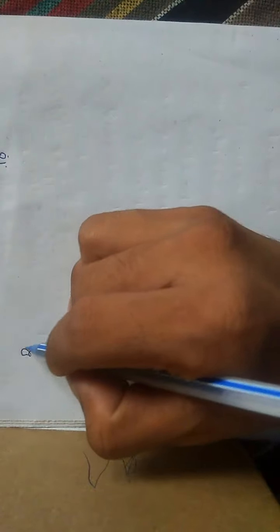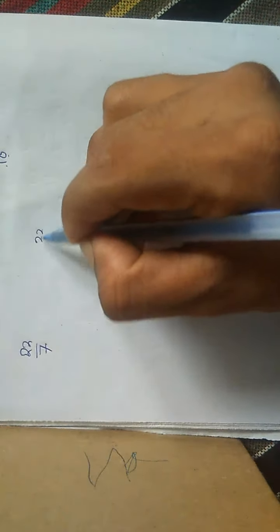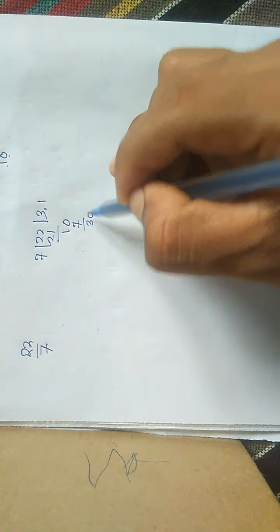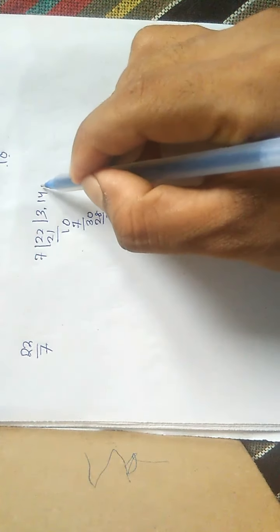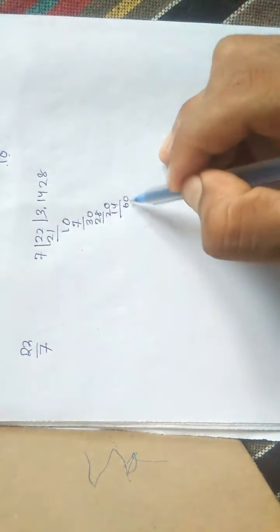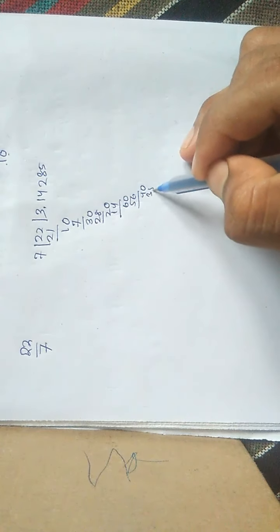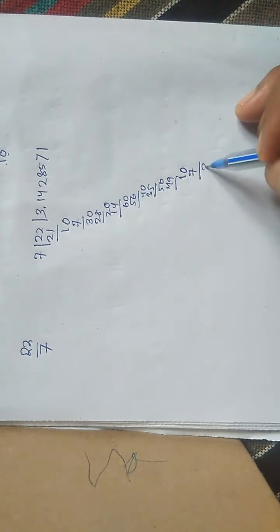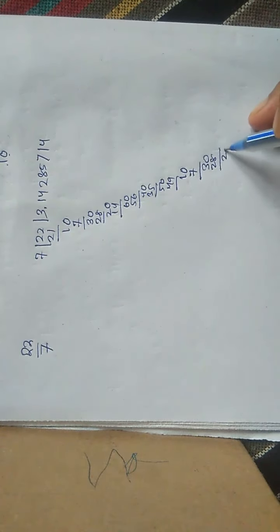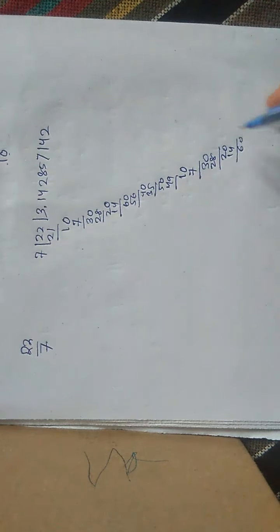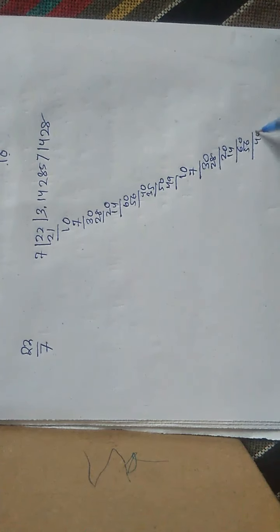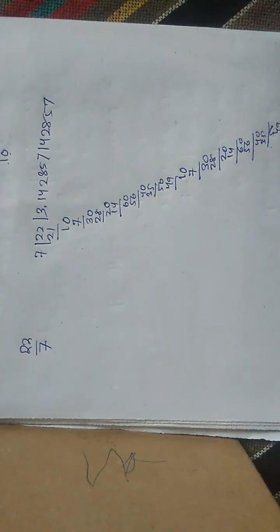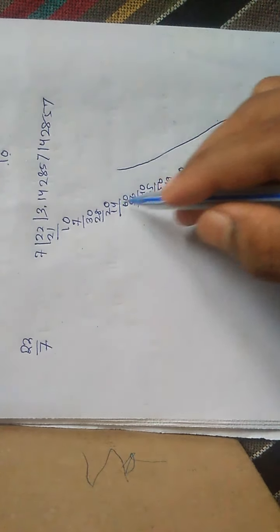One more example you can take. Suppose I am taking 22 by 7. Let us divide 22 by 7. 7 threes are 21, remainder 1, then 10, 7 ones are 7, 30, 7 fours are 28, 20, 7 twos are 14, 60, 7 eights are 56, 40, 7 fives are 35, 50, 7 sevens are 49. Then 10 again, and the same steps repeat. This process will continue because we can never get 0 as the remainder.